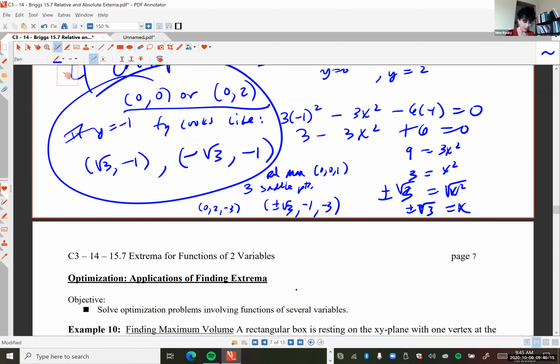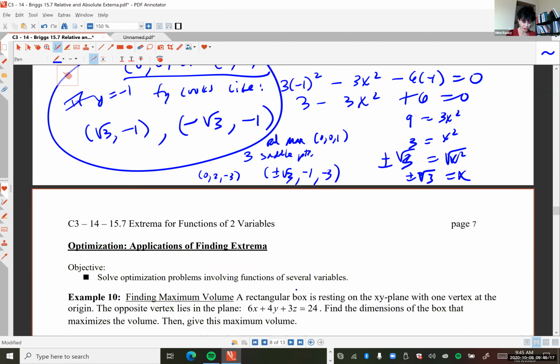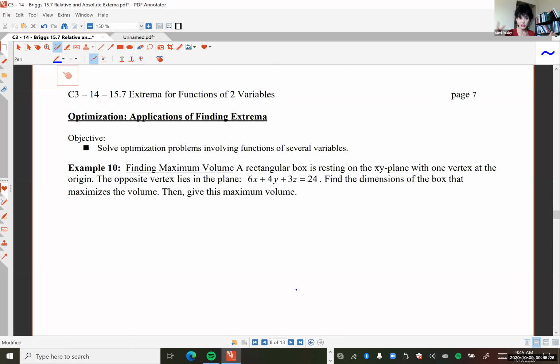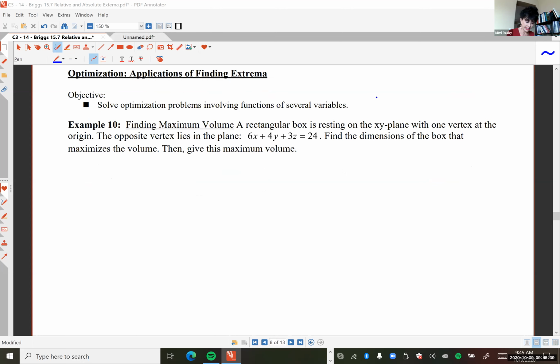Fun times. Okay, now let's go to optimization. So what is the application for finding extrema? I know it's really fun to go find extrema. I have fun with it. But, you know, engineers and business applications, you can use it to find maxes or mins. And that's the point. So we're going to find a max volume. This problem is classic. Well, Briggs doesn't think it's classic, but whatever. So this is kind of a cool problem.